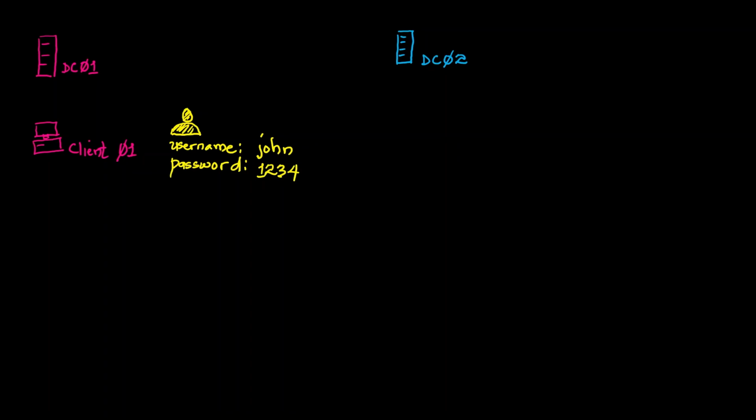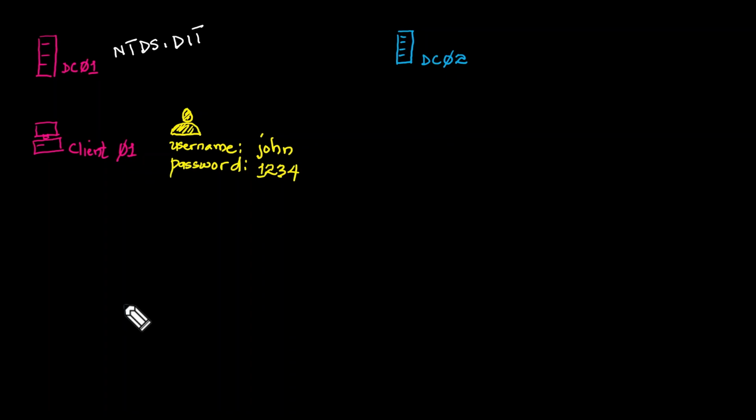So let's suppose that in our Active Directory database, as we are aware, our Active Directory server or our domain controller has a database that is the ntds.dit. So this is the name of the database of our Active Directory. So within this Active Directory, we have a user called John, and this user has a password 1234.